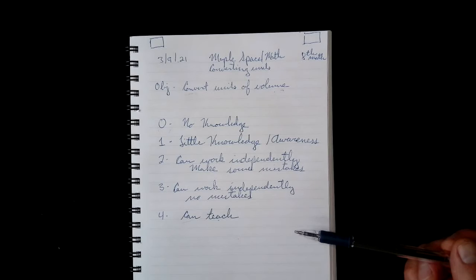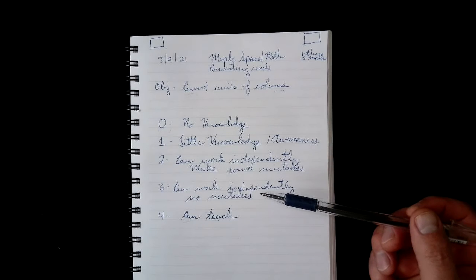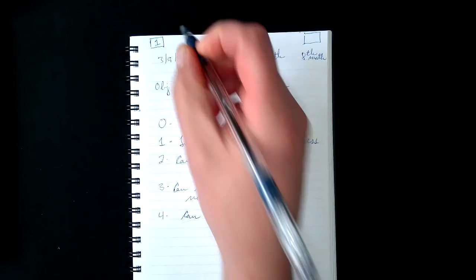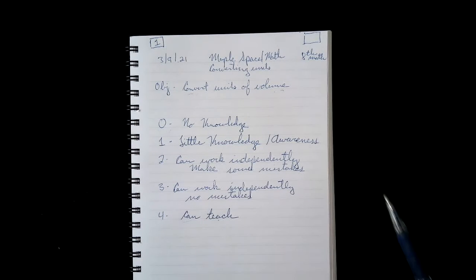So I'd have my students go through, they would rate themselves and they would put it up here in the box at the beginning of the lesson. Maybe I'm a 1. I heard about converting units of volume, but I'm just not sure. I really don't know where to start. I might be able, once I get started, to get going.